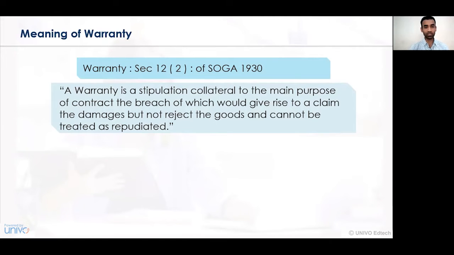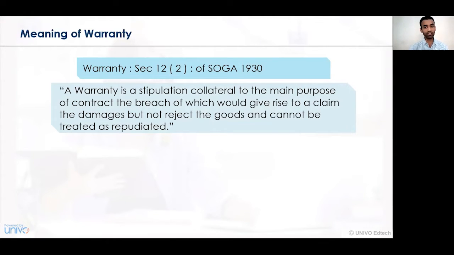So in this case, a warranty is always a stipulation. Stipulation means a condition. But this particular condition is always collateral, that is, not primary but secondary. So it is a condition which is secondary to the main purpose of the contract, and the breach of which, in the sense that the contract has not been performed or a certain activity has not been undertaken as per the terms of agreement, would give rise to a claim for damages.